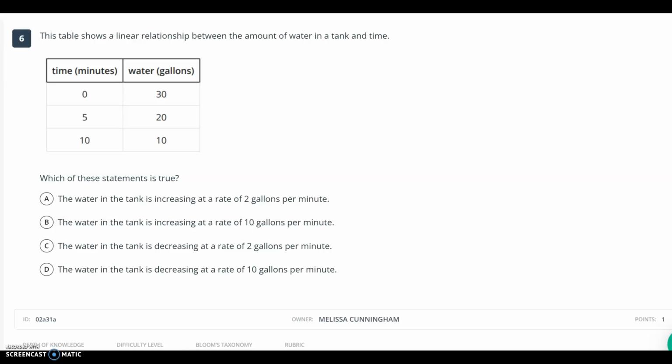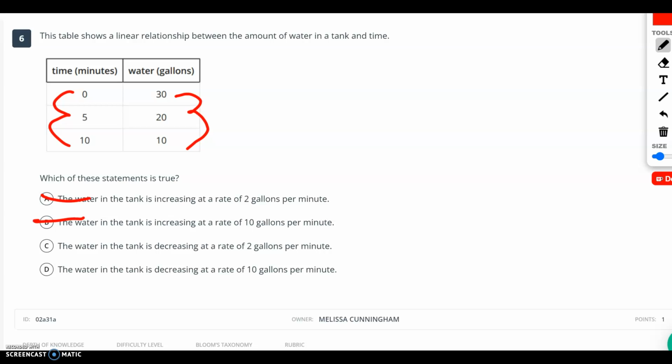The table shows the linear relationship between the amount of water in the tank. So it's telling me it is linear. All right, so you notice these numbers are increasing. As our time increases, our gallons of water is decreasing. So we can automatically mark these off because the water in the tank is not increasing. So we're looking at these two options down here. We want to know how much it's decreasing.